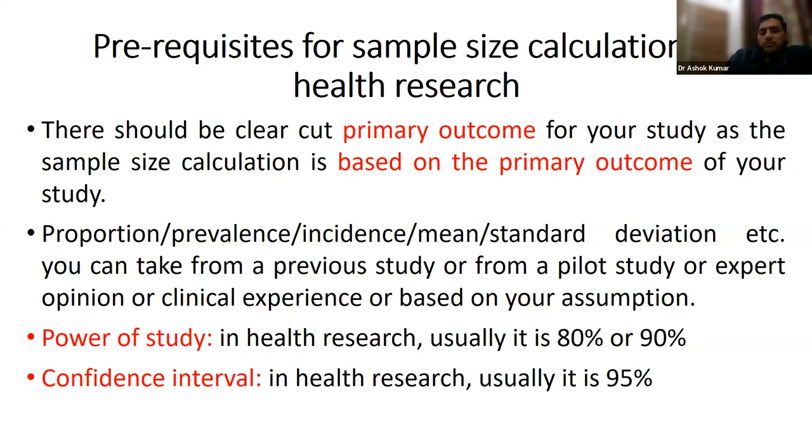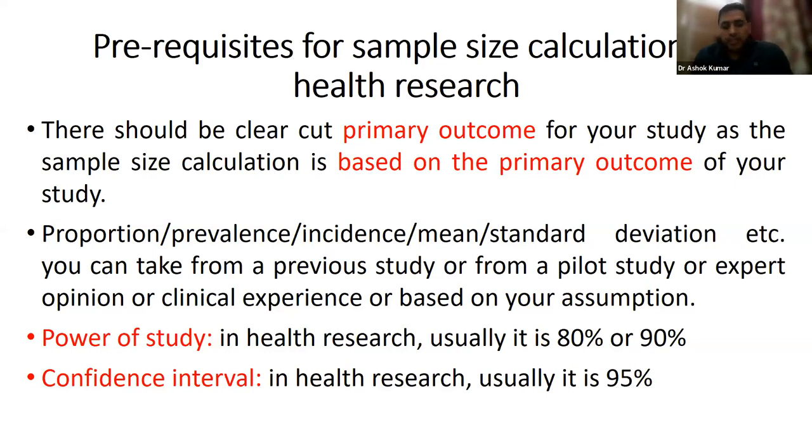Or you can take expert opinion. Okay, expert opinion, and you can take your clinical experience also, and you can even assume. Okay, so there are two things. Number one, sample size must be calculated according to your primary outcome. Number two, you have to take a reference from a previous study, or you have to do a pilot study, expert opinion, clinical experience, or your assumption. Assumption is very easy. Okay.